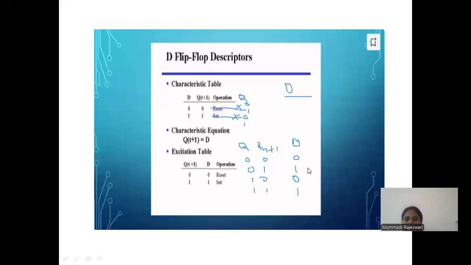See the last flip-flop, that is the toggle flip-flop.